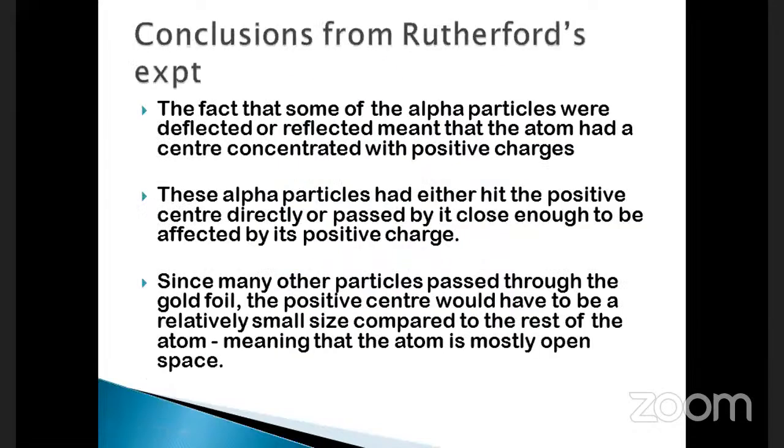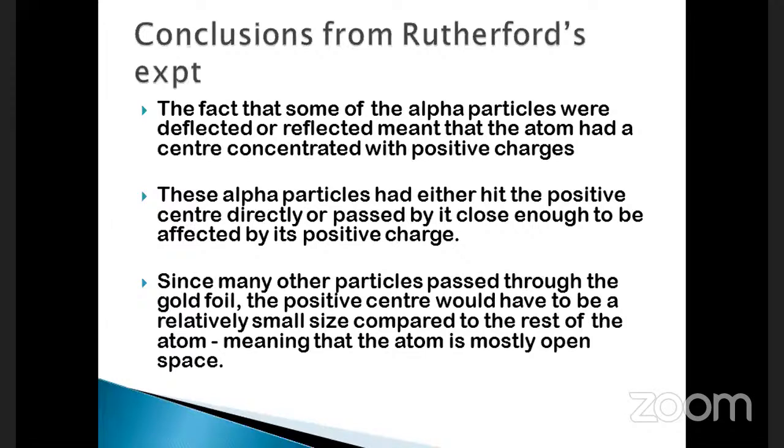The conclusion from Rutherford's experiments is that the fact that some of the alpha particles were deflected or reflected means that the atom had a center that's concentrated with positive charges. And the alpha particles had either hit the positive charges directly, in which case they would be reflected or rebounded, or passed close by it, so that the positive charges cause deflection.